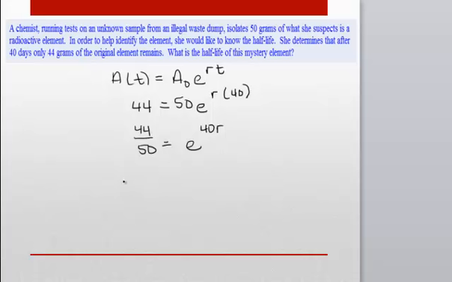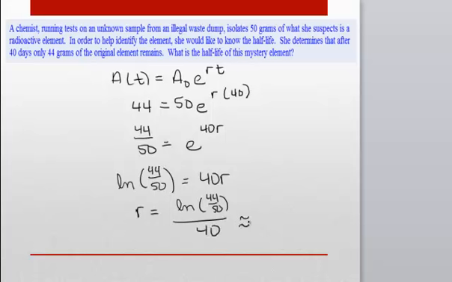And now we need to take the natural log of both sides. So the natural log of 40/50 is equal to, remember the natural log of e is 1, so you just have 40r. So r is approximately, well, it's exactly the natural log of 40/50 over 40. But we do need to get an approximation. So we have the natural log of 40/50 divided by 40, and that gives us a negative number, negative 0.0055785, and it keeps going on and on.